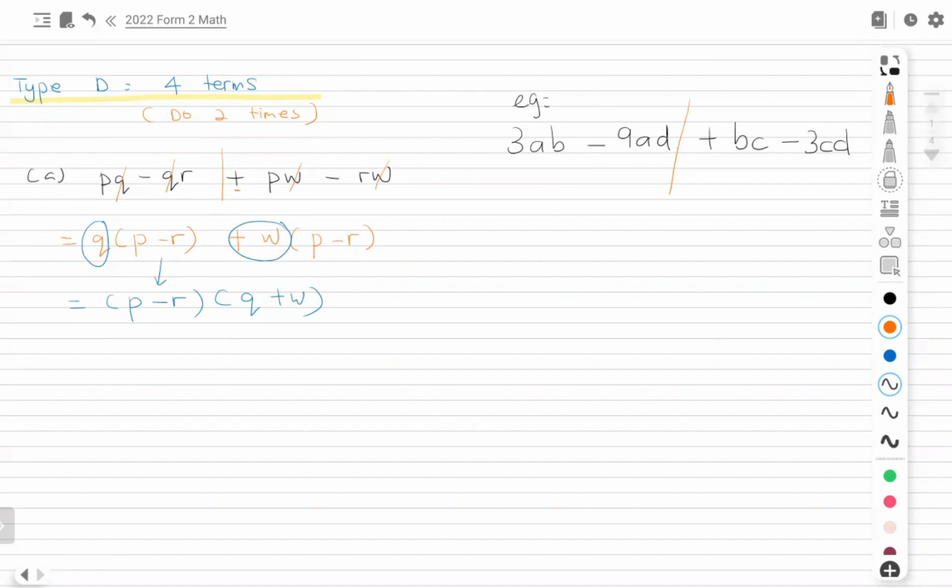Any idea? The first part, common factor is 3 and 3a, yeah? 3a. So you divide, write the balance in the bracket, b minus d. Then the second part, common factor is c only, right? Only c, yeah? So plus c. Okay, I forgot to write down 3 here. Here, 3, yeah? B minus 3D.